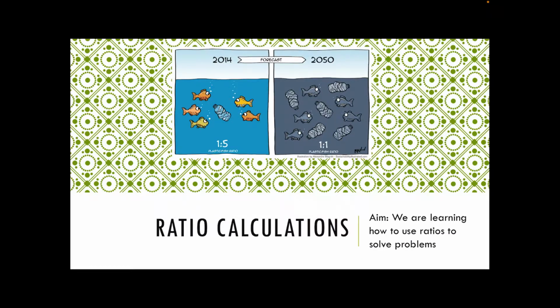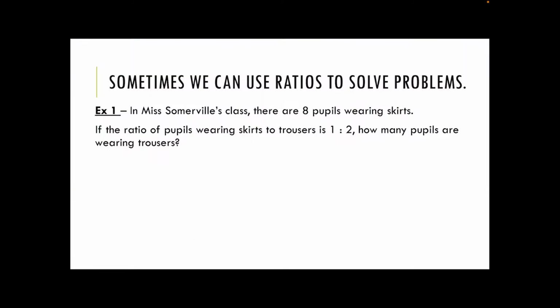We're now going to have a look at ratio calculations. So we're learning how to use ratios to solve problems. Sometimes we're able to use our ratios to solve problems and not just simplify them down. So in Miss Somerville's class, there are 8 pupils wearing skirts. If the ratio of pupils wearing skirts to trousers is 1 to 2, how many pupils are wearing trousers?